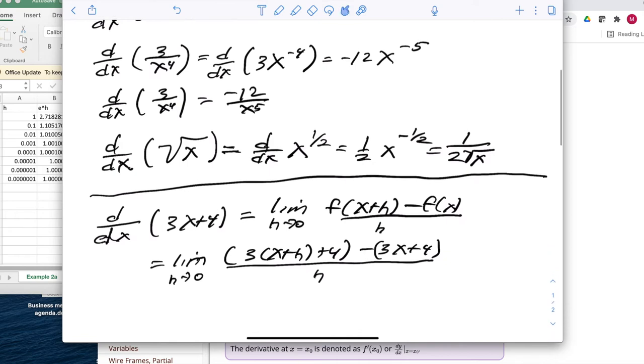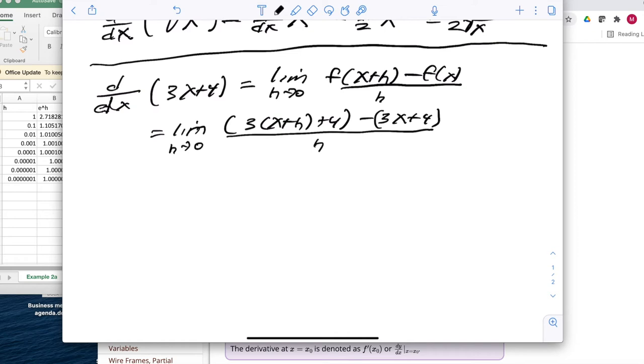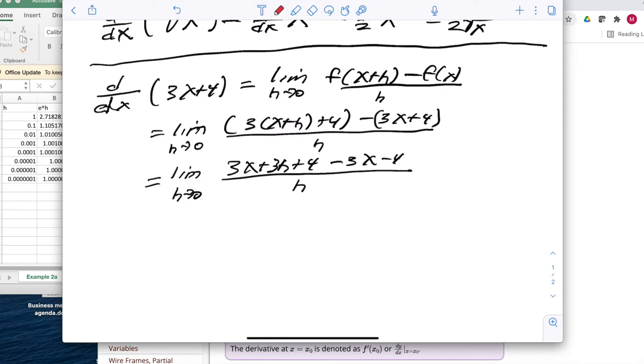I'm going to move up and give myself some more room to do this. This is the limit as h approaches 0 of 3x plus 3h plus 4 minus 3x minus 4 all over h. We notice that the 4s cancel out, and similarly the 3x's cancel out, and so what's left is the limit as h approaches 0 of 3h over h, which is the limit as h approaches 0 of 3, and for small values of h, 3 is equal to 3. And so this gives us how to do it for a linear polynomial.